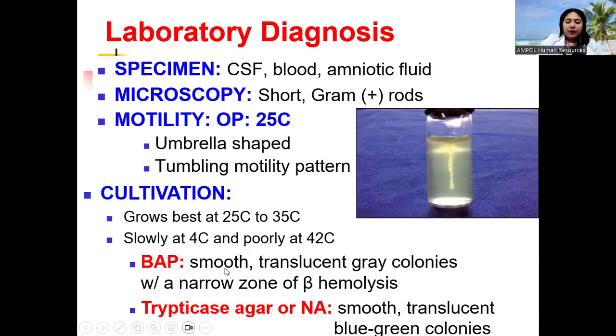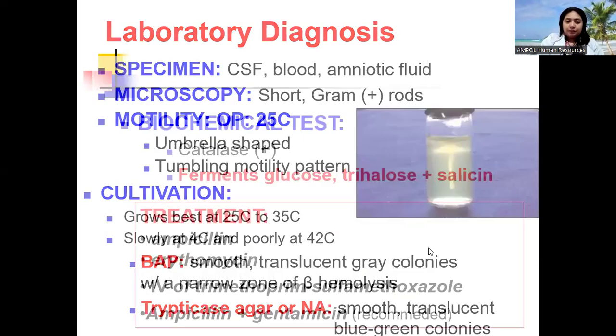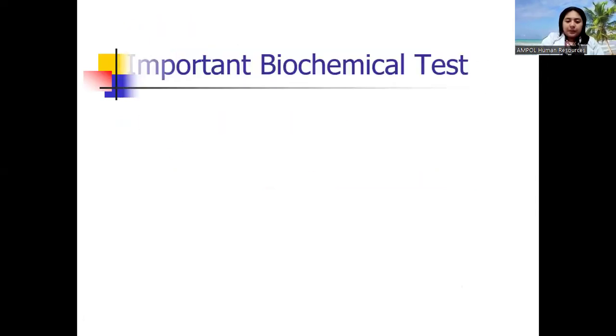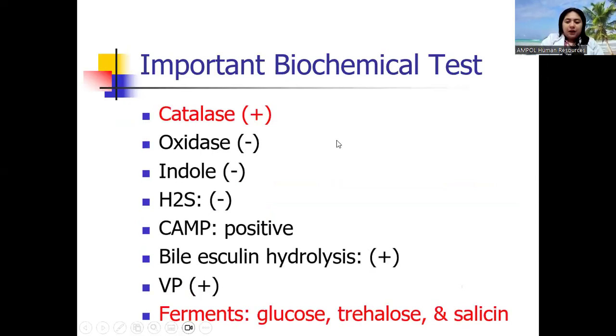On BAP, there is a narrow zone of beta hemolysis; on soy agar or nutrient agar, the colonies are smooth, translucent, and blue-green. Culture media include BAP, tryptose agar, and PEA agar. McBride agar is used for Listeria, as is nalidixic acid media. Biochemical testing: catalase positive, ferments glucose, trehalose, plus salicin. Again, these are the following treatments for your Listeria. So these are the important biochemical reactions of your Listeria.